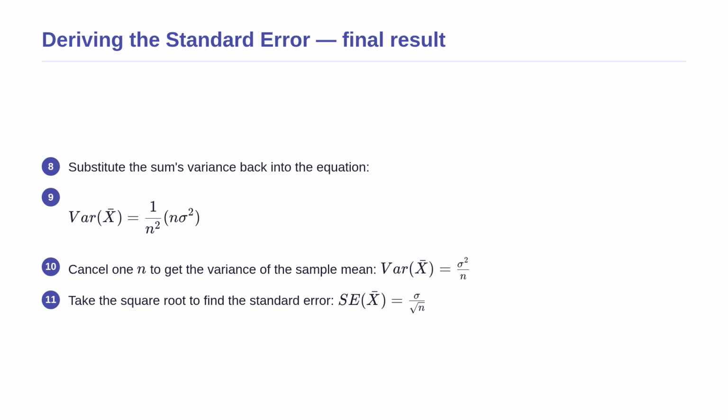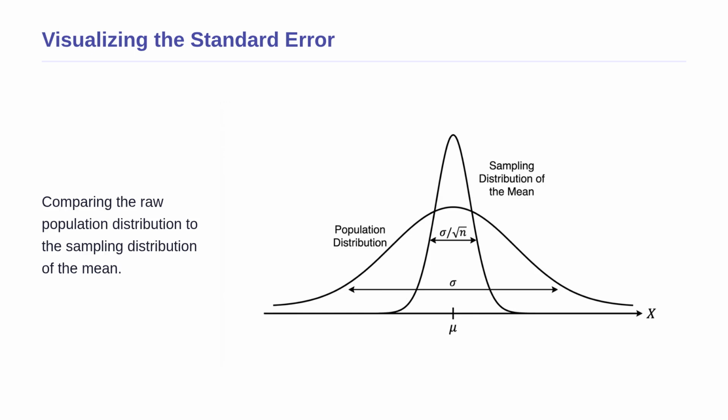This leaves us with the variance of the sample mean, which is simply the population variance divided by the sample size. Finally, because the standard error is defined as the standard deviation of the statistic, we take the square root of this variance result. This perfectly yields a beautiful final formula, sigma divided by the square root of n. You have now proven exactly why the formula works. So we have proven that this formula holds.